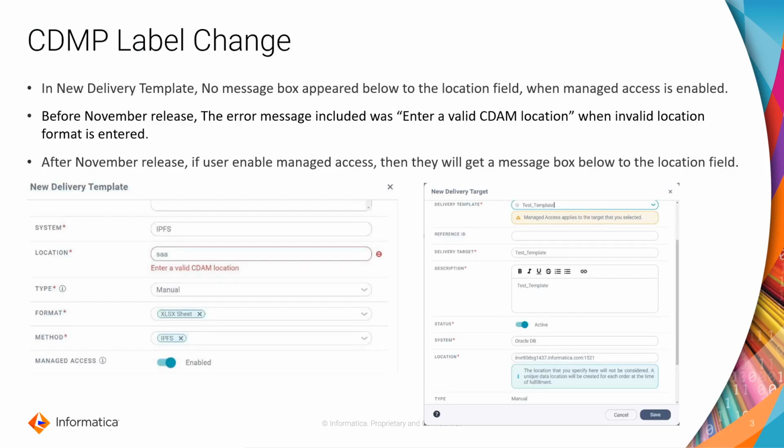CDMP label change. In the new delivery template, no message box appeared below the location field when managed access is enabled. Before the November release, if users enabled managed access, the error message was "Enter a valid CDM location" and "This field is mandatory." After the November release, if users enable managed access, they will get a message box below the location field.